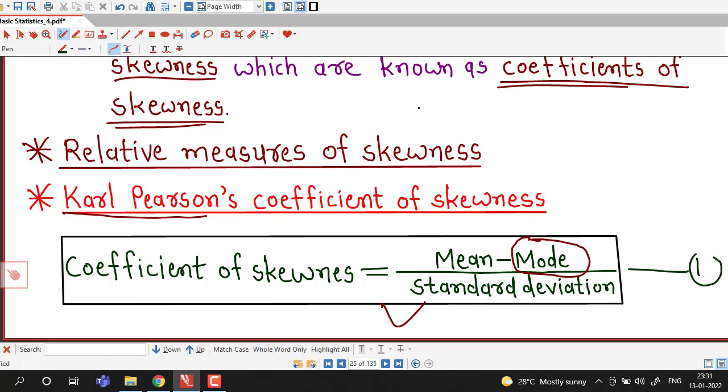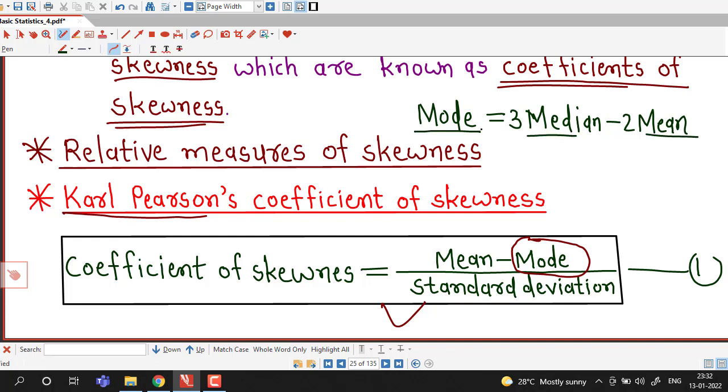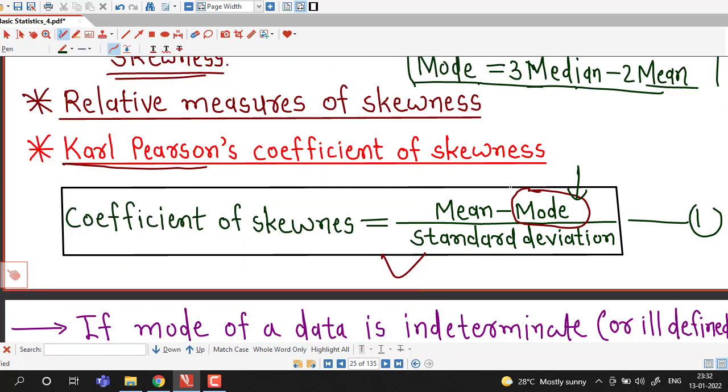We know that mode is given by 3 times median minus 2 times mean. This is the empirical relationship between mean, median and mode for moderately asymmetric distribution. So we can use this relationship. We can replace this mode by 3 times median minus 2 times mean, and we can obtain the formula of coefficient of skewness in terms of mean and median.